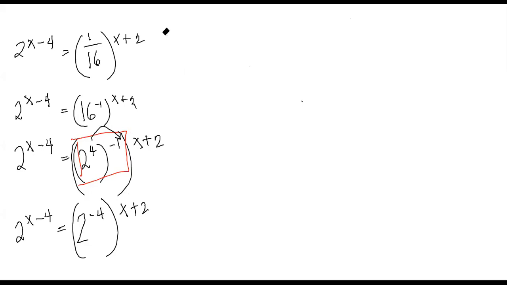Anong gagawin kapag may ganyan? I-multiply. Tama? So, ilan na? Negative 4 times x plus 2. Ilan? 2 raised to negative 4x minus 8. Okay, that is correct. Tama yan siya.